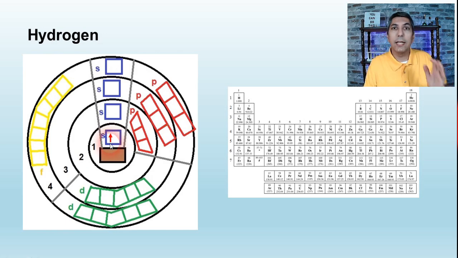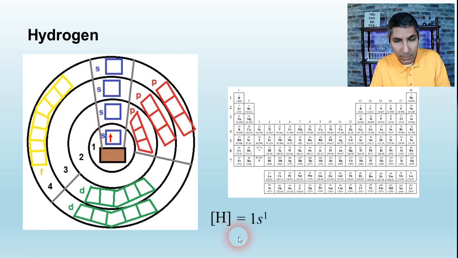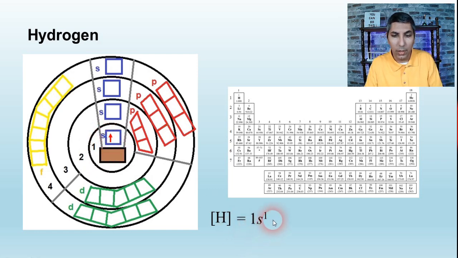And we're going to write down its ticket stub. And so hydrogen's ticket stub is going to say that it is sitting in level 1, section S, seat number 1. So I'm going to write 1S1. Level 1, section S, seat number 1.